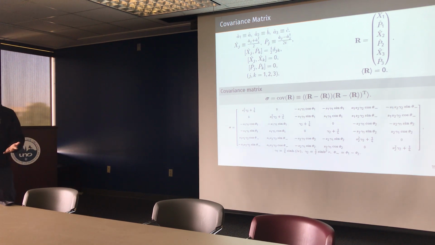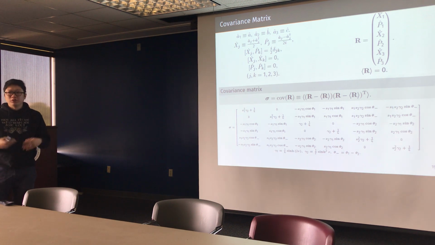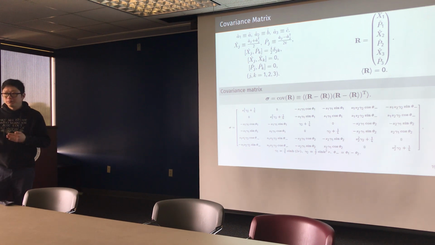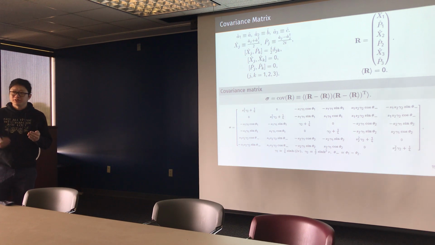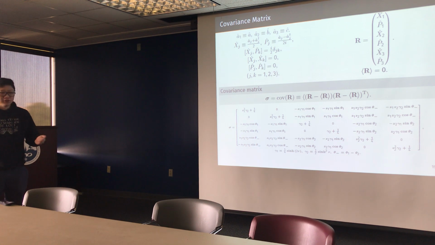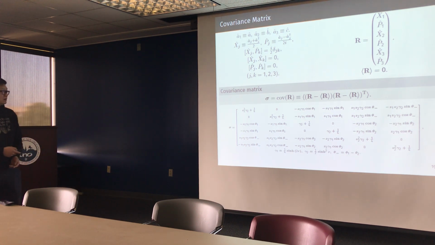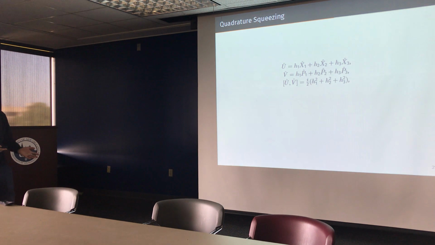So experimentally, this means that if we were to use a homodyne measurement to measure the quadrature operators, then theta 1 will be the phase difference between pump 1 and the local oscillator used in the homodyne measurement. And then theta 2 will be the phase difference between pump 2 and the local oscillator. Right. So once we have this covariance matrix, then we can look at the quadrature squeezing.